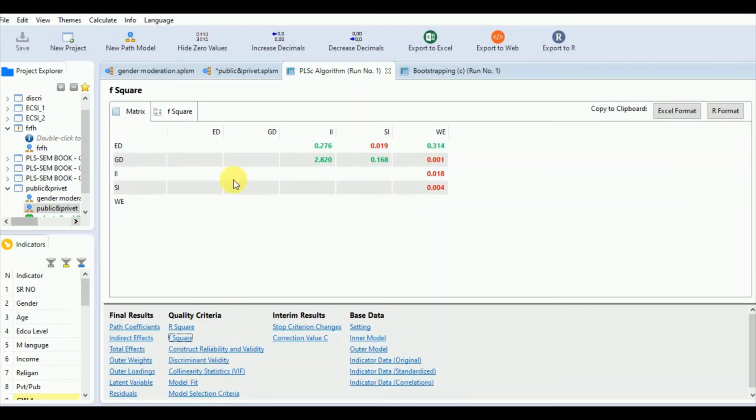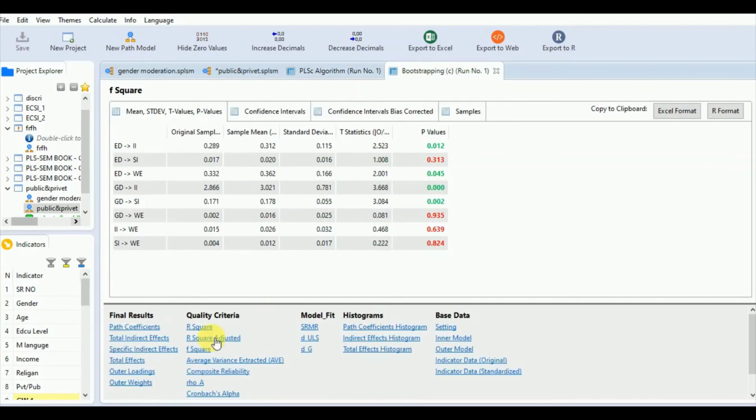After checking the F-square value, as we have mentioned earlier, you can go for the Q-square blindfolding procedure, which gives you the predictive accuracy of your path model. Then you can go for the out-of-sample predictive power, with PLS predict also. One more thing, in your structural model, we need to check whether these path coefficients are significant or not.